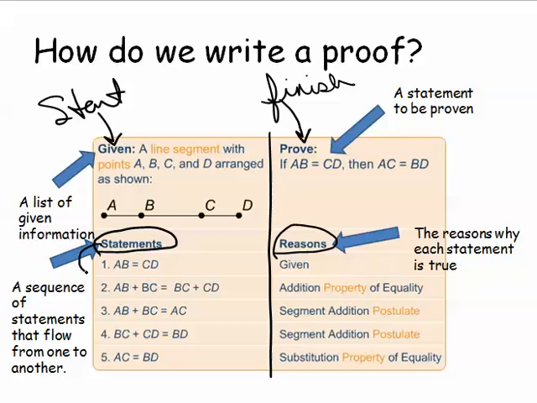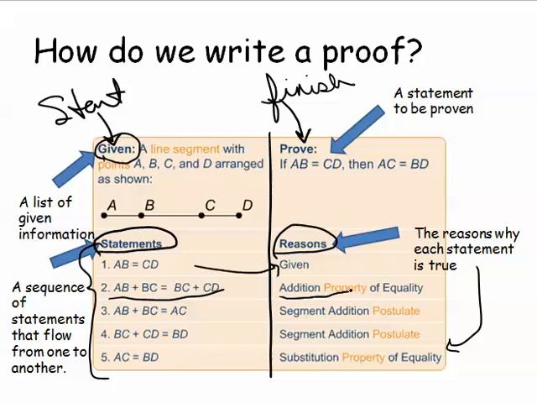Then all along this side is a sequence of statements that flow from one to another. It's how we get from the start to finish, and we have 5 steps here. And then the reasons. Your first one is always going to be given. Whatever is given to you right here is what you're going to take. Then the reason why you can do the next step: the addition property of equality. The reason why you can add right here is because of the addition property. We'll get into these a little bit more. This is just to show you what proofs are going to look like when we get into them.